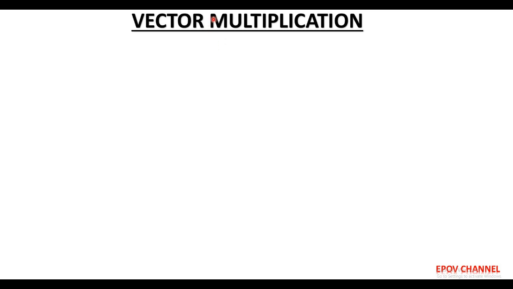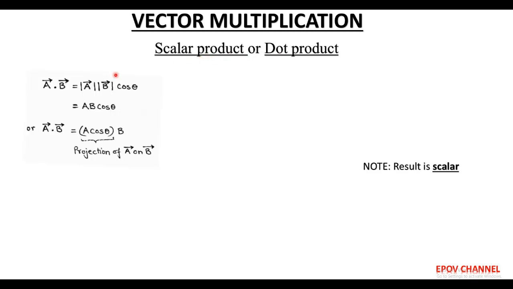Next is vector multiplication. Here we discuss multiplication of two vectors, and the methods are dot product and cross product. So first we discuss the dot product. It is also called the scalar product because the dot product of a vector and b vector results in a scalar, and the dot product is represented by a dot between two vectors. So the scalar product is represented by a vector dot b vector, and it is equal to the product of the magnitudes of a vector and b vector and the cosine of the angle theta between vector a and vector b, that is, a into b cos theta.